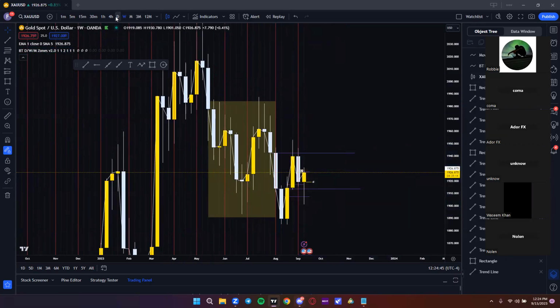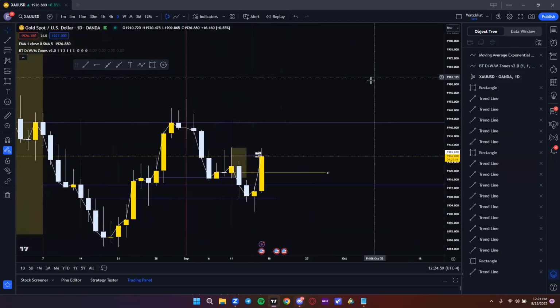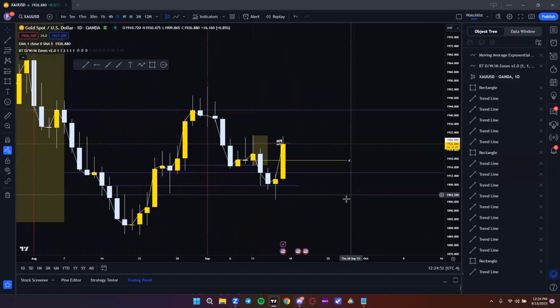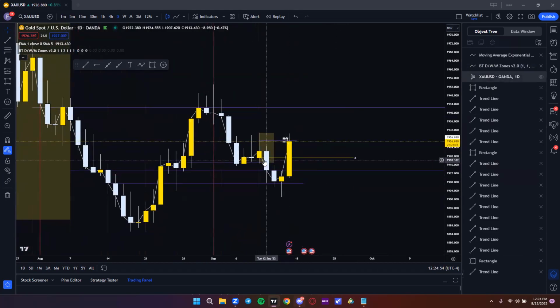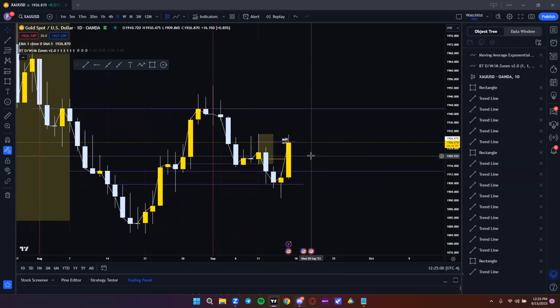Okay, and so let's go into daily real quick and see, if the daily were to close like this, what would we get? We would see that we have a breakout of a bearish type 1 decision level, and we would also have found resistance at this level.